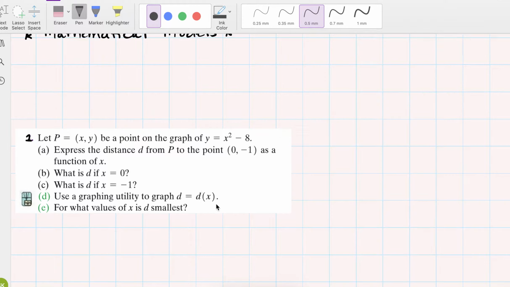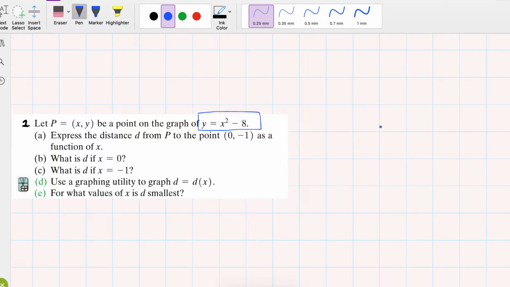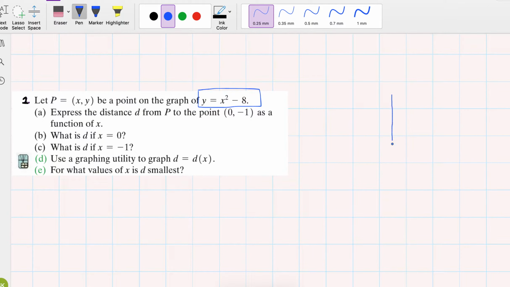Then I want to graph the function d, and then I want to find the values of x for which d is the smallest. So let's start by graphing this function, y equals x squared minus 8. We're just going to sketch this. I'm going to make the x and y plane. Here's the x-axis, here's the y-axis.